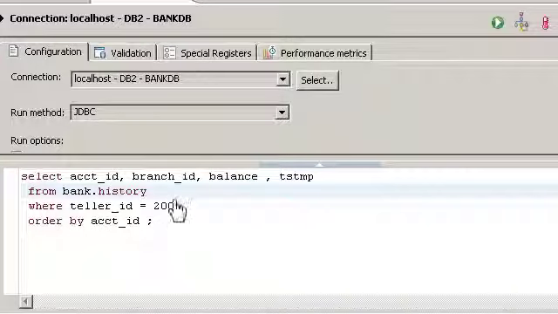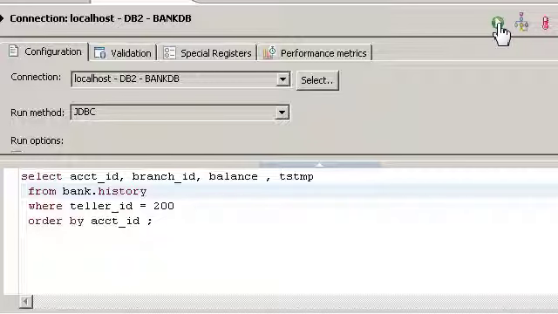The next query that we're going to analyze with Visual Explain is this select. It has 4 columns from the bank.history table, a predicate of teller ID equals 200. Since there are 1,000 different teller IDs, this will be one of the 1,000 tellers. There's an order by account ID, so when it retrieves these transactions, it's going to sort them by account ID before the result is returned.